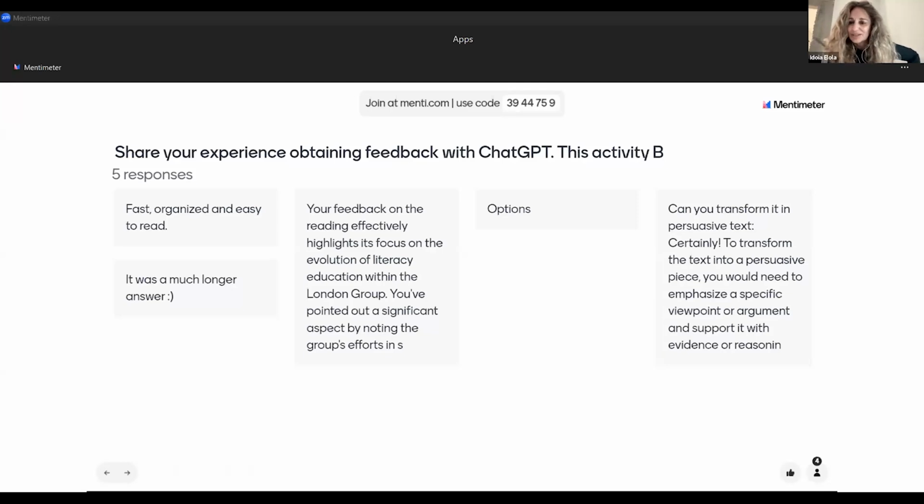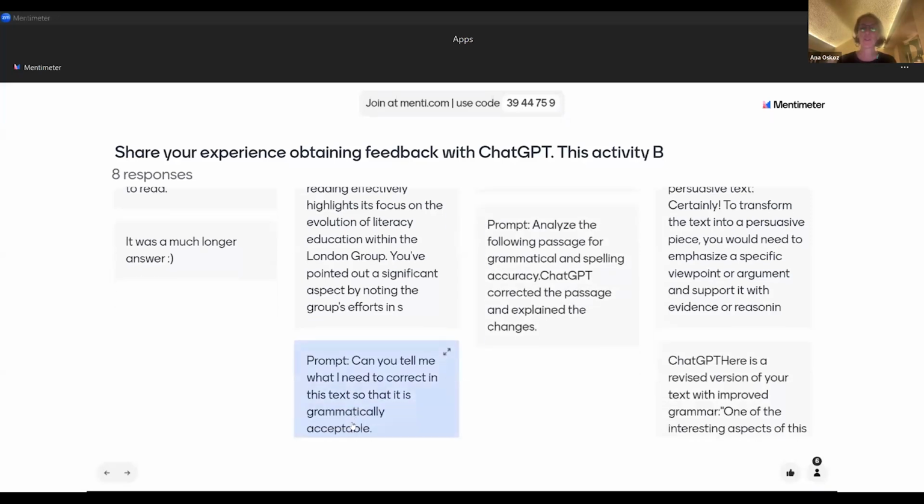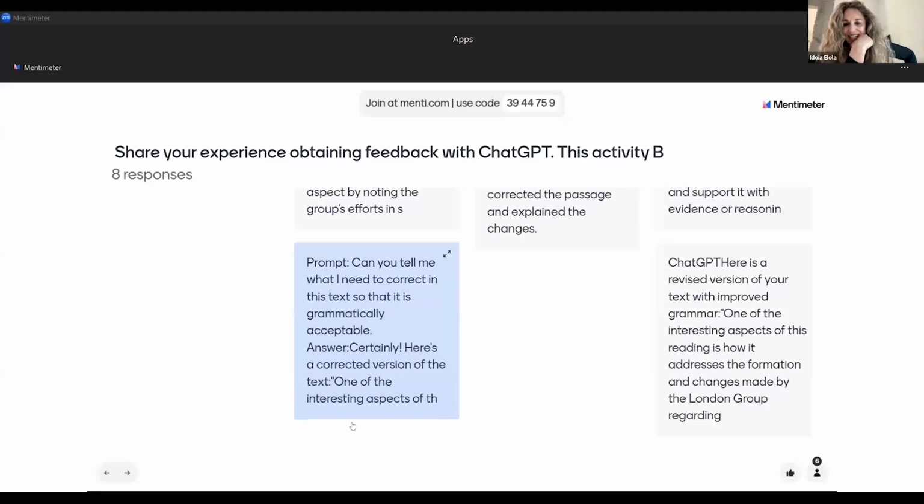Did anybody do anything with linguistic feedback? I haven't tried to. To transform the text into a persuasive piece, you would need to emphasize a specific viewpoint or argument supported with evidence or reasoning.